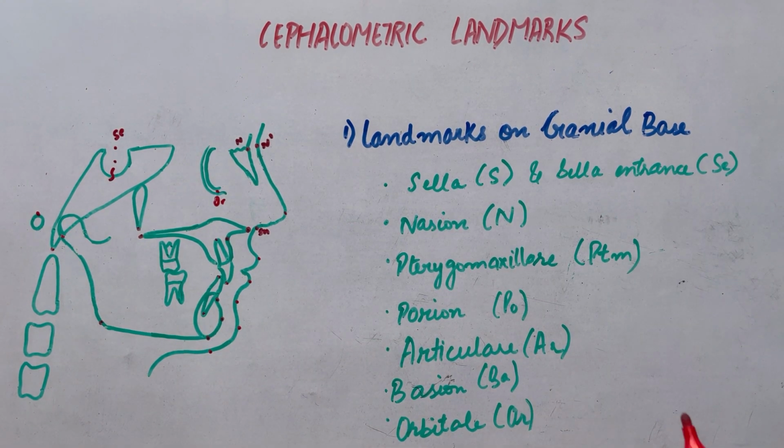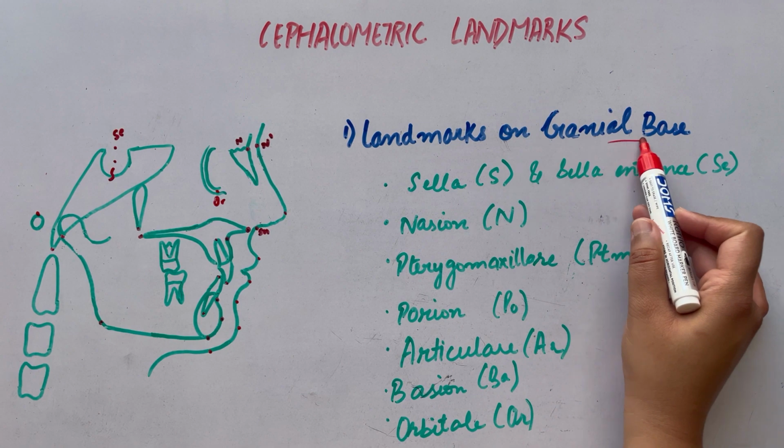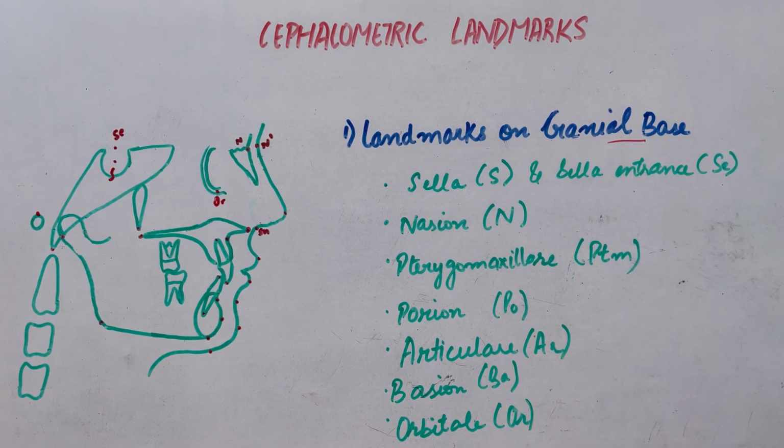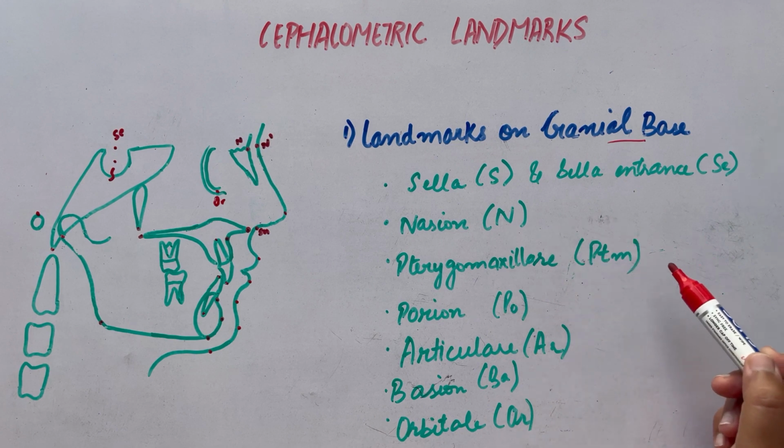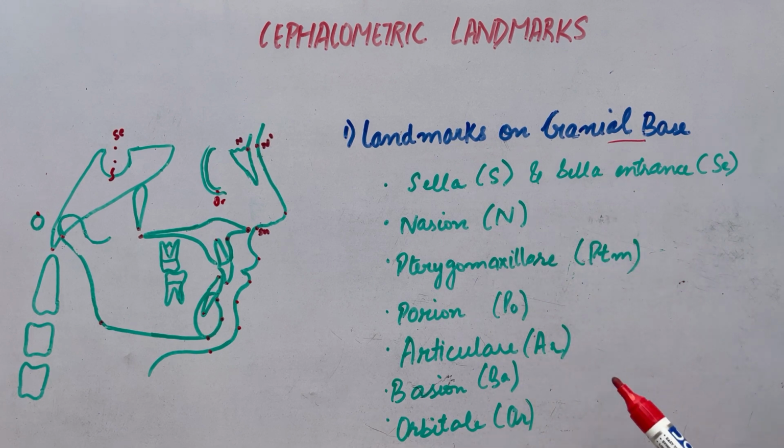So now starting with the landmarks on cranial base, various landmarks that we will discuss are sella, sella entrance, nasion, pterygomaxillar, porion, articular, basion and orbital.